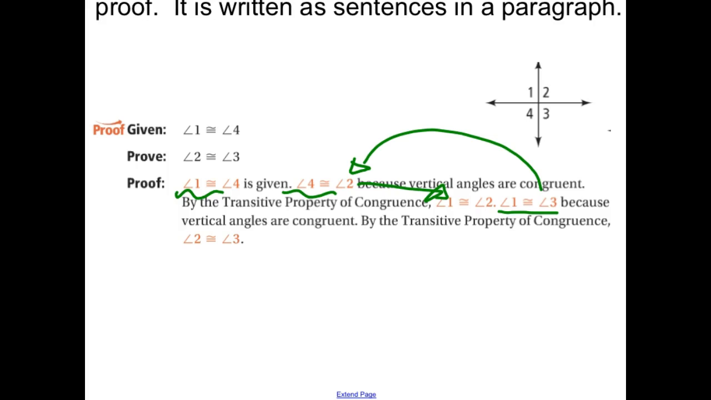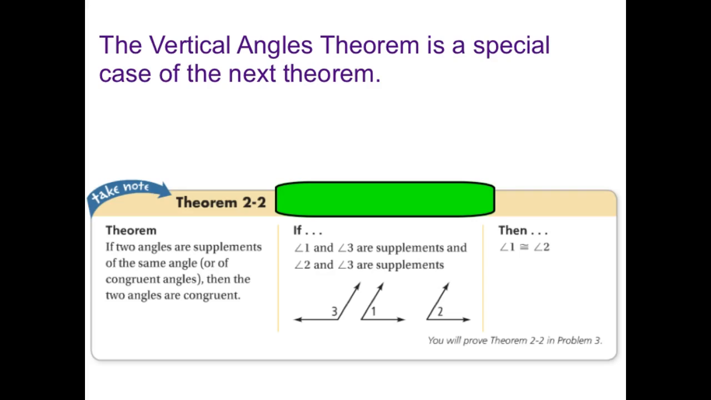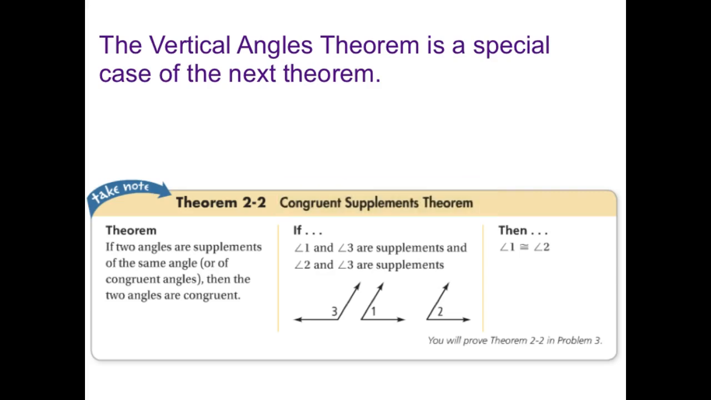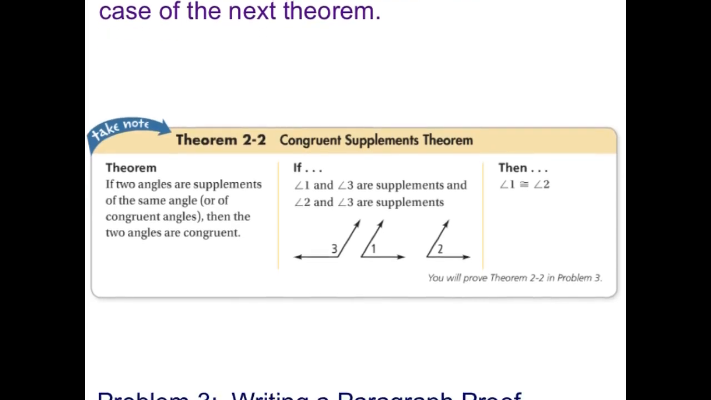So the vertical angle theorem is really helpful, and it has a special case, or it's a special case of this theorem right here. It's called the congruent supplements theorem. In our proofs, if you remember, we started by talking about how different angles were congruent and we linked them together. And this does a similar thing. It says if two angles are supplements of the same angle, then the two angles are congruent. So they're saying here that 1 and 3 add up to 180 and 2 and 3 add up to 180. Well, that means that 1 and 2 have to be the same.